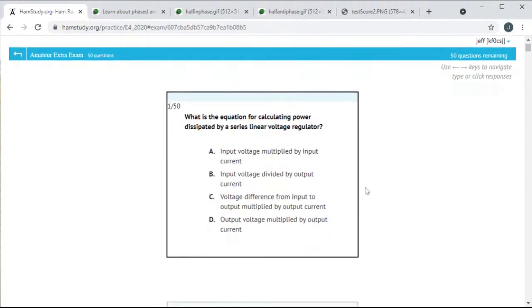What is the equation for calculating power dissipated by a series linear voltage regulator? A, input voltage multiplied by input current. B, input voltage multiplied by output current. C, voltage difference from input to output multiplied by output current. D, output voltage multiplied by output current. I'm going to guess C.